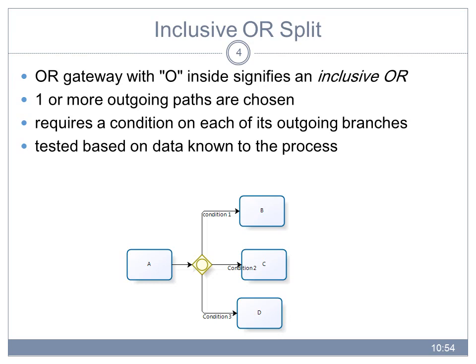So again, this requires a condition on each of the outgoing branches, but more than one condition may evaluate to true. And again, the conditions are tested based on data known to the process. So in this case, for example, for the red process instance, the token arrives into the gateway, the conditions are tested, and it appears that both condition 2 and 3 evaluate to true, so it means that both tasks C and D will be performed.